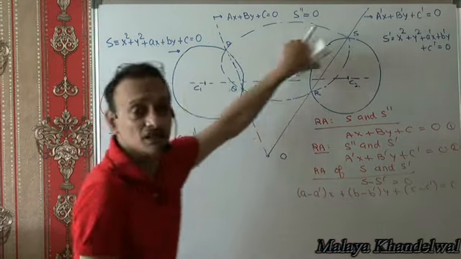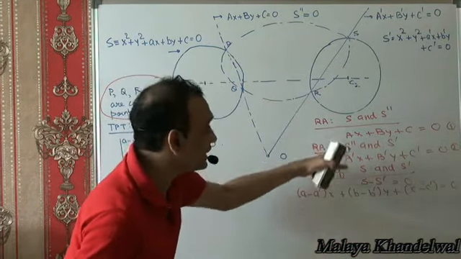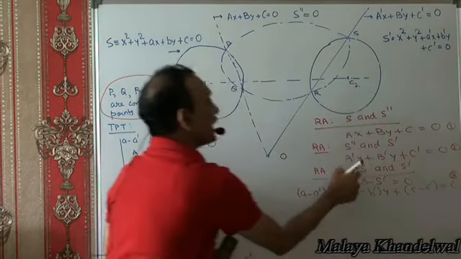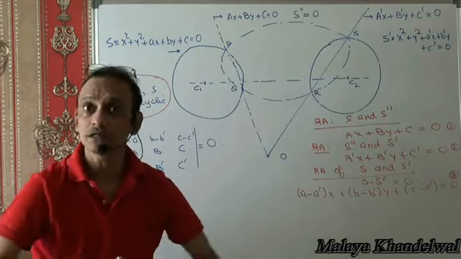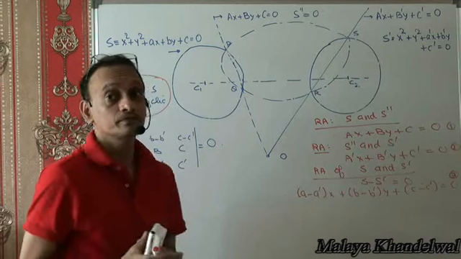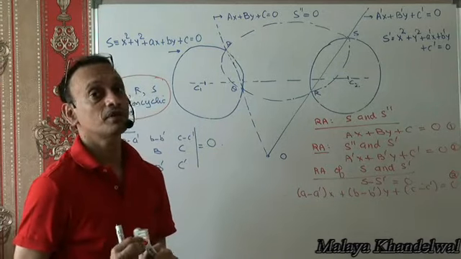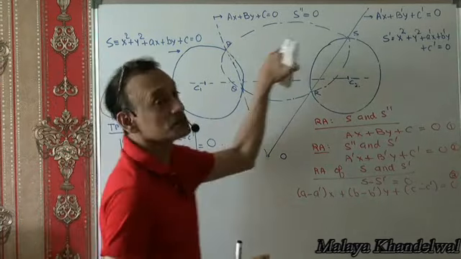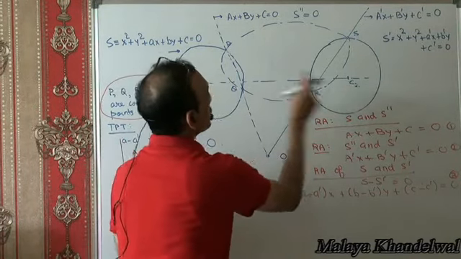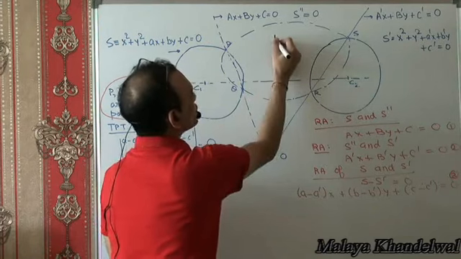So we have three circles, and these are the three radical axes of the three circles taken in pairs, yes or no? And therefore, what we know from the properties of the radical axes of three circles taken in pairs is that the radical axes of 1, 2, 2, 3 and 3, 1 would be concurrent lines.